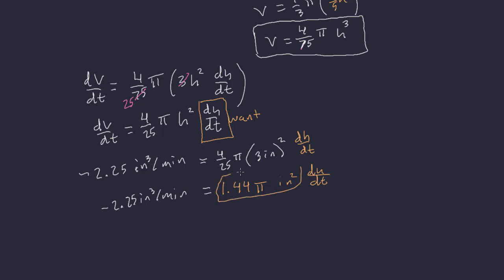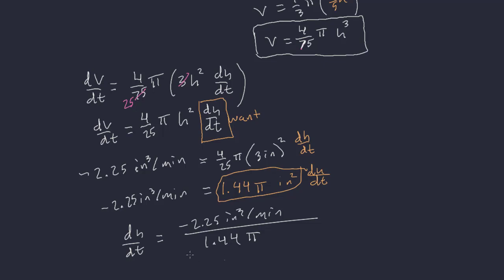We'll divide this over to get that dh/dt is equal to negative 2.25 cubic inches per minute, all over 1.44 pi. I'll have the pi there just to keep things sort of as exact as possible for a minute. But these square inches here are going to cancel with the inches cubed and just leave inches per minute, which is exactly what we expect to happen.